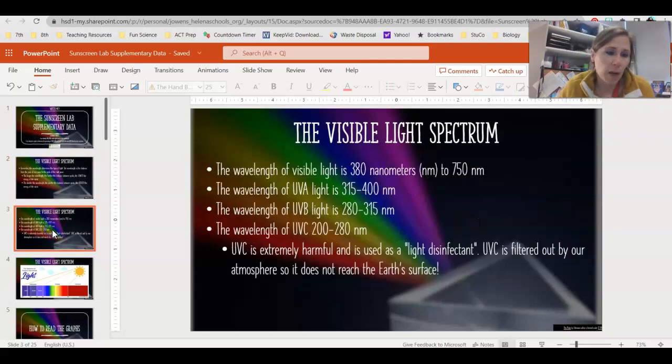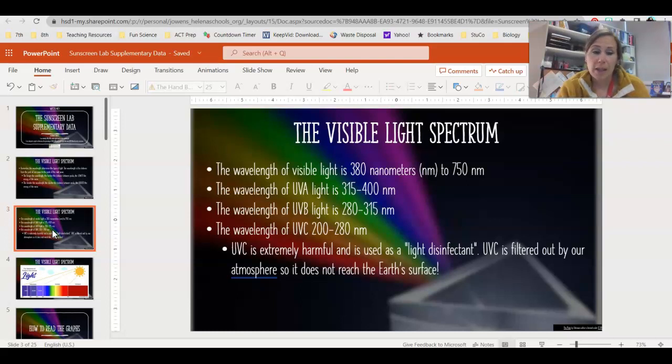Okay, all right. For the visible light spectrum, here are some of the numbers you need to know as far as measurement of wavelengths. Visible light is any light that you can see, the colors of the rainbow. If we shoot that light through a prism and break it into its different energy levels or wavelengths, you would see it ranging from 380 nanometers to 750 nanometers. So that's all visible light. Again, that's the colors of the rainbow, ROY G. BIV.